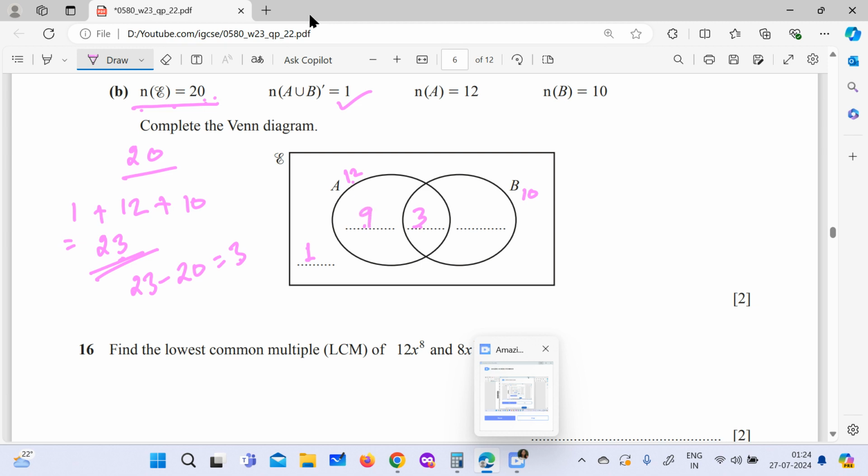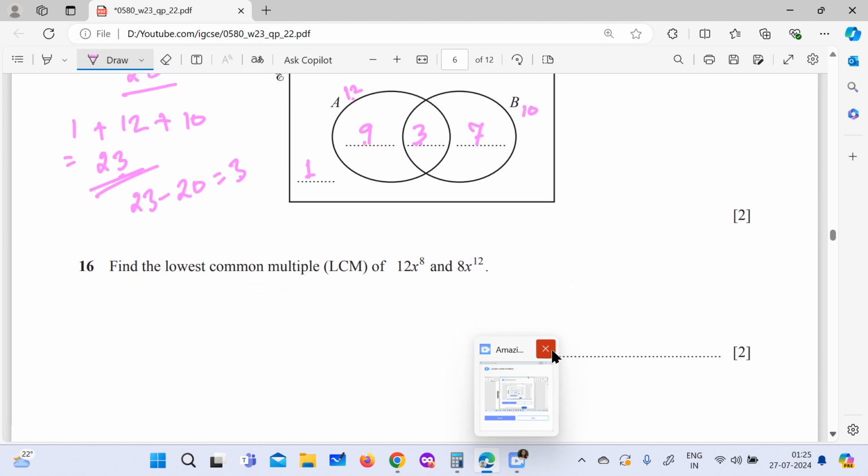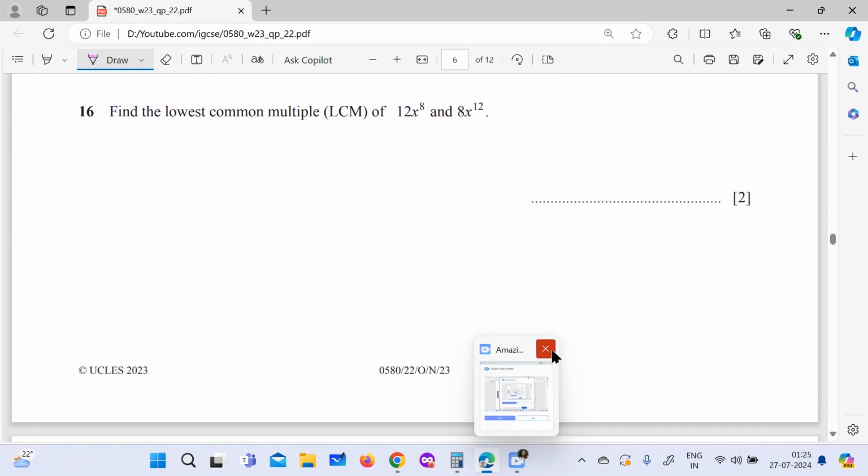See, now 9 plus 3 gives you 12. I hope this is clear. And then in B, the number of elements of B is 10. Already you have 3 here, so 10 minus 3 gives you 7. Now let's move to the next question.